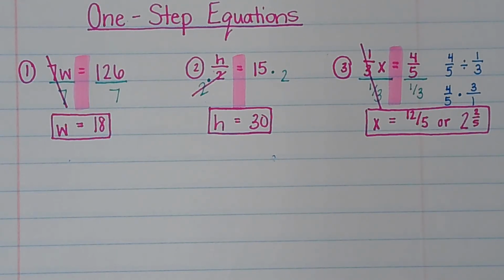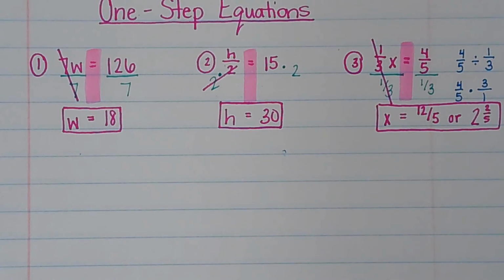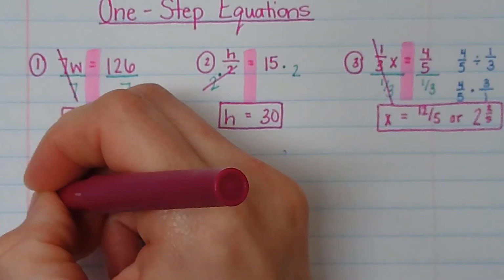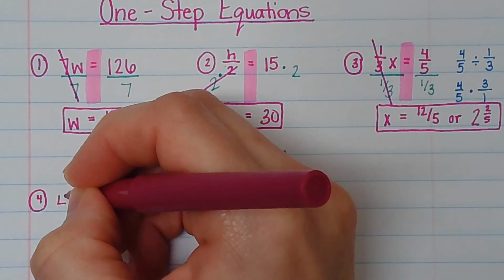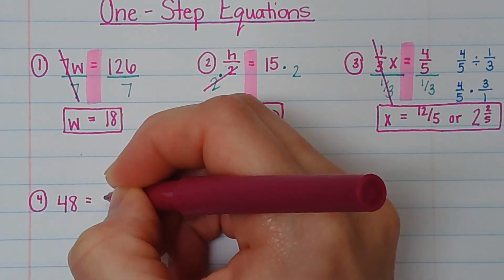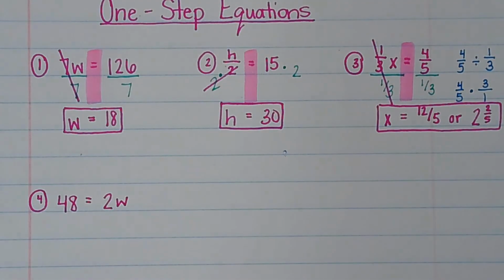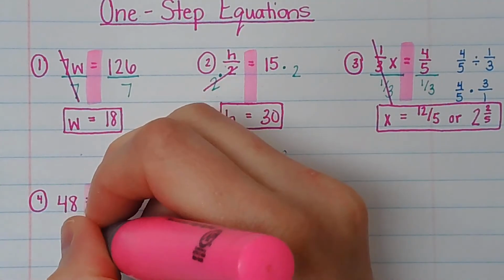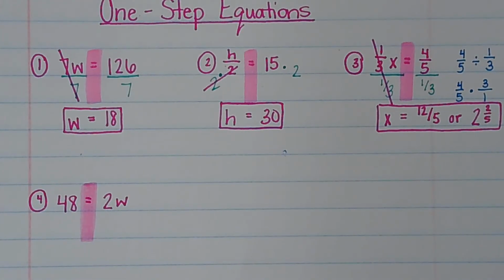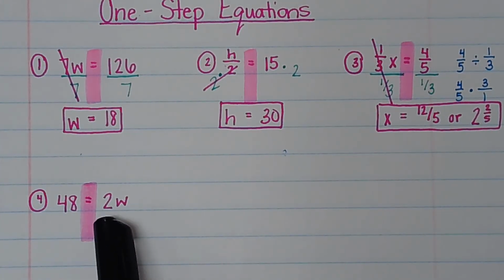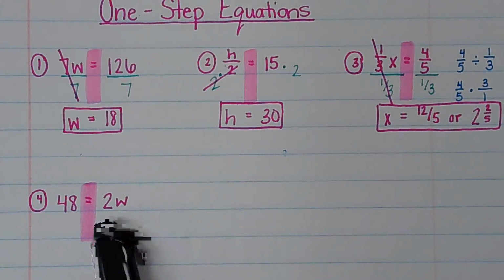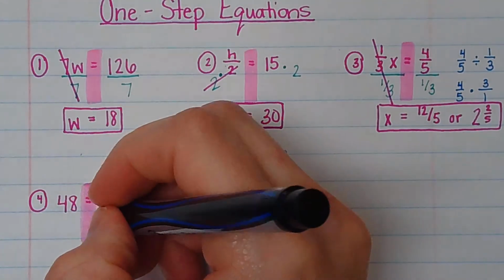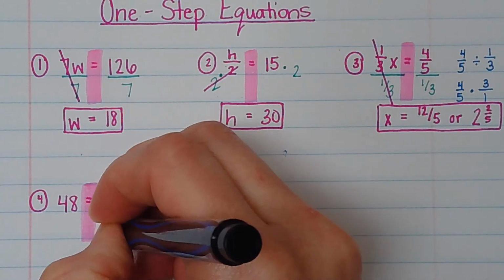Let's do one real quick where it's on the other side. So what I mean by that is, let's say that you have, I don't know, 48 equals 2W, okay? So there's my wall. I'm focused on this side because this is where my variable is. What are 2 and W doing? 2 and W are multiplying, so I actually need to divide. So I divide by 2.